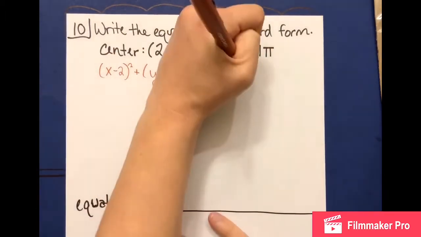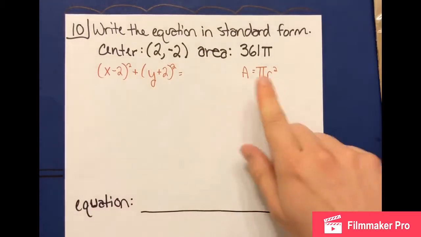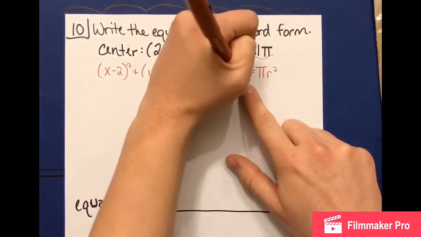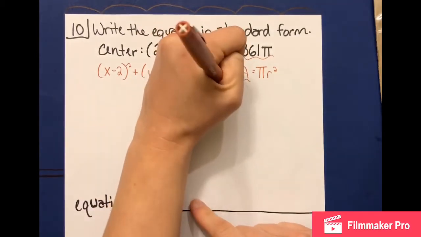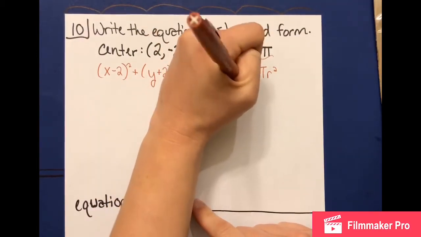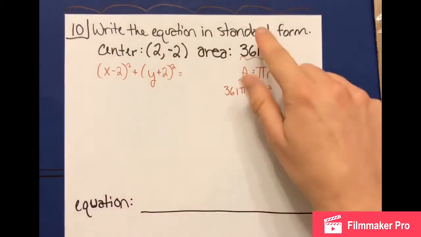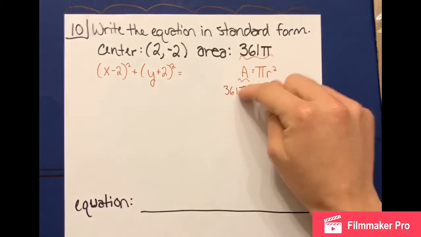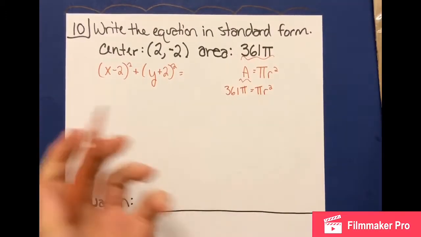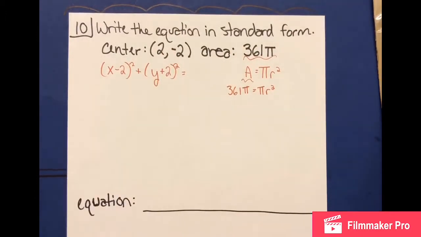Let me think. Area is equal to pi r squared. I have area. That can go right in here by the property of substitution. So I have 361 pi equals pi r squared. For whatever reason, sometimes when you plug in area, you forget the pi. Make sure if it does have a pi, you keep it there. The reason why is it makes this problem a lot easier. Plus, it would be wrong if it wasn't.